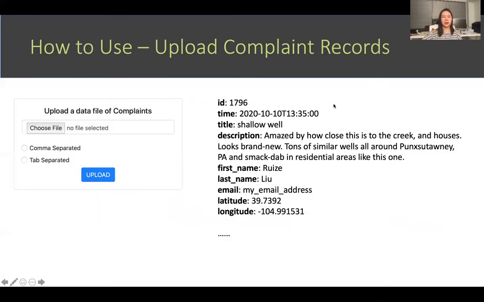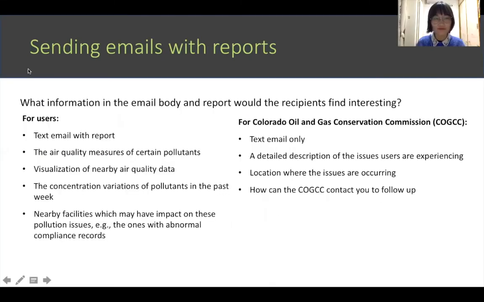Here's how to use our app. The user can upload a CSV file of complaint records. Each record includes this information. Then our app will automatically generate a report and send the 2 emails for each record. Then my teammate will introduce more details about the content of our email and report.